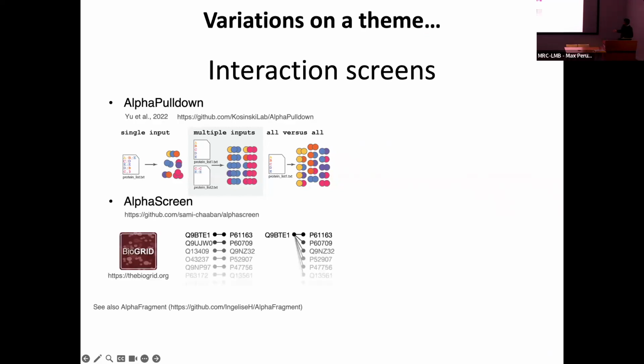AlphaFold will check which one is interacting with which. Somebody did something similar for the LMB. They set up what's called AlphaScreen. It's just like AlphaPulldown. It's found on the cluster. You can just choose your target and then give a list of UniProt sequences. It will do the pull-down experiment for you.